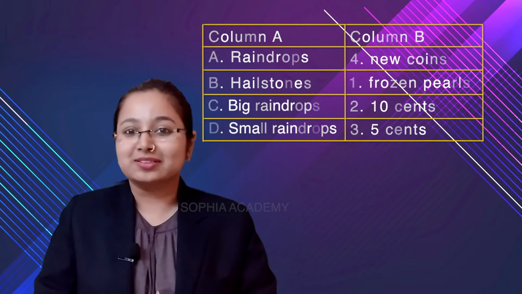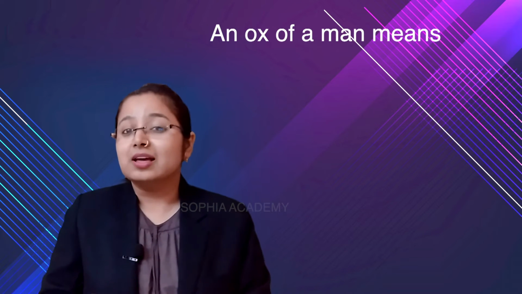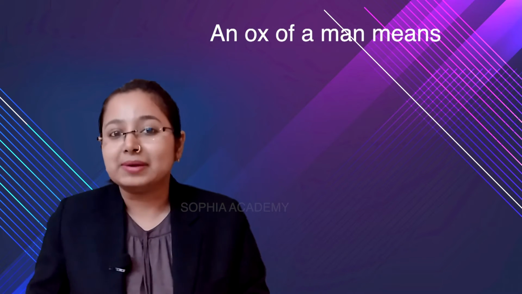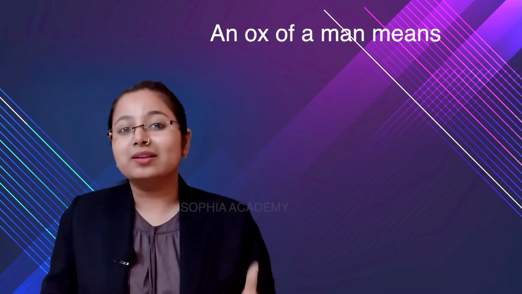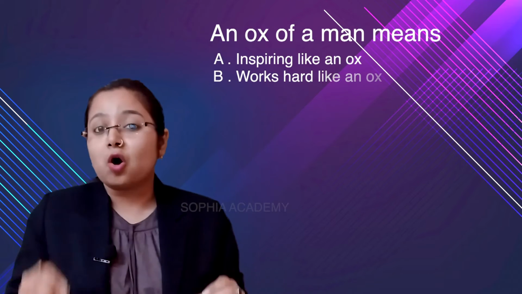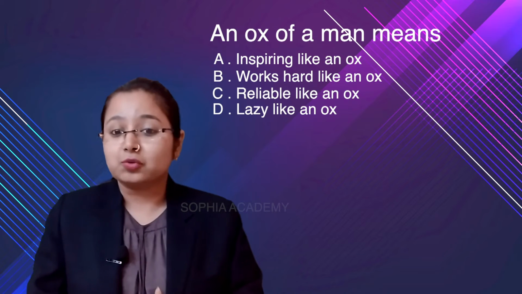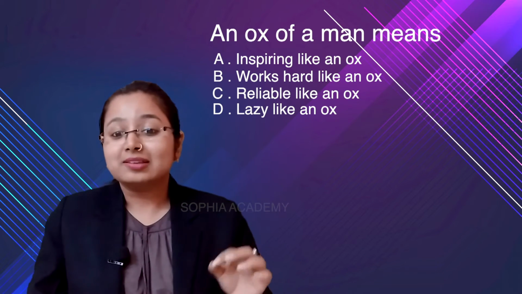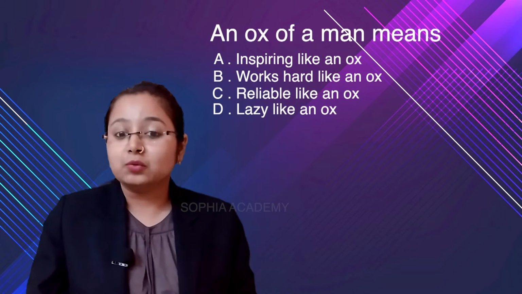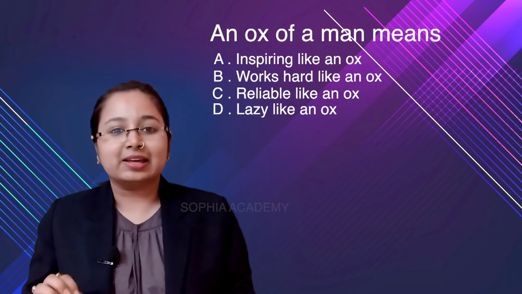So I hope this question is clear to everybody. Now students, let's move to the next question. So the next question is, an ox of a man means. See, this is a phrase that is mentioned in your book. Now what is the meaning of this phrase, an ox of a man? There are 4 options that are provided. The first one is inspiring like an ox. The second one is works hard like an ox. The third one is reliable like an ox. And the fourth one is lazy like an ox.